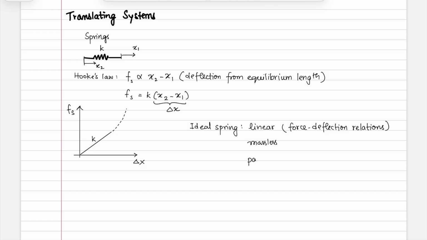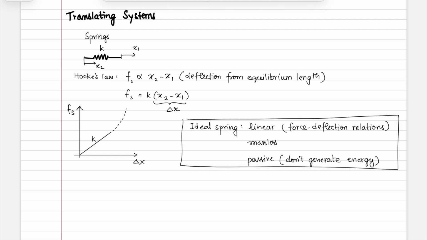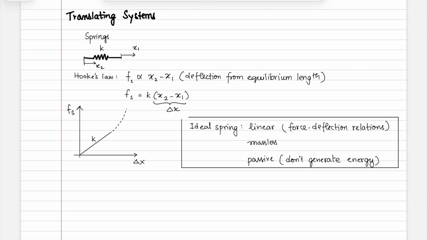They're also passive, which means that they are not generating energy. They can store and dissipate energy. Okay, this is the ideal spring, which is what we're going to deal with in this class.